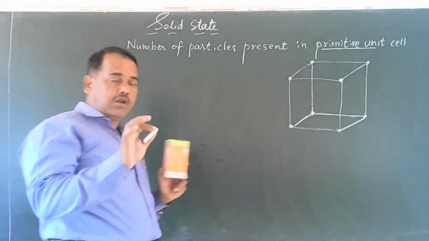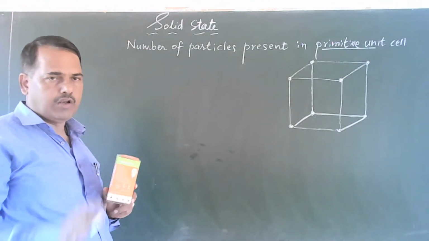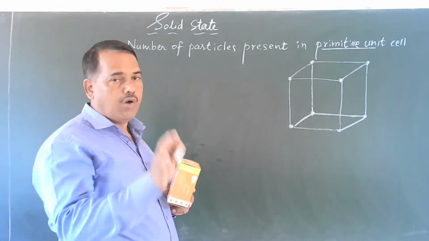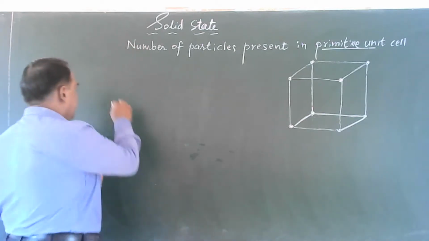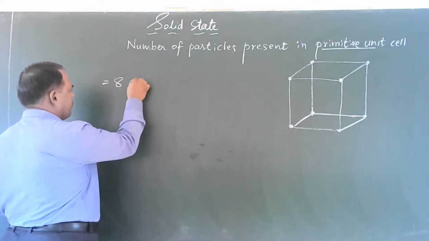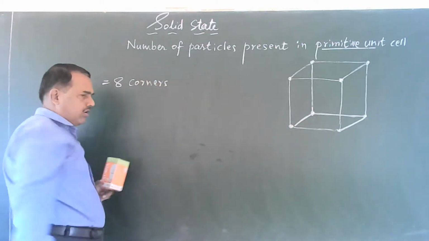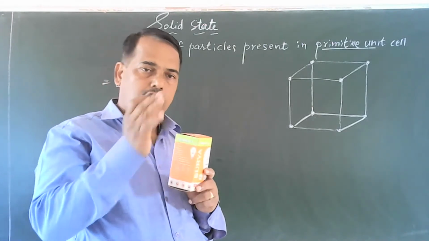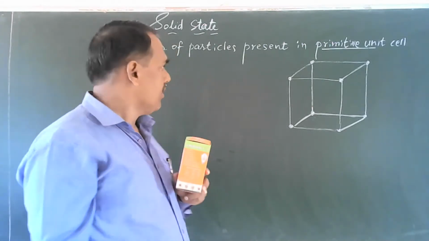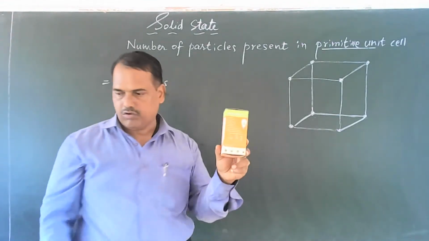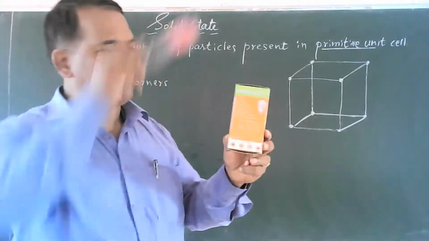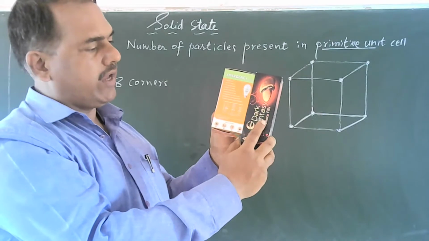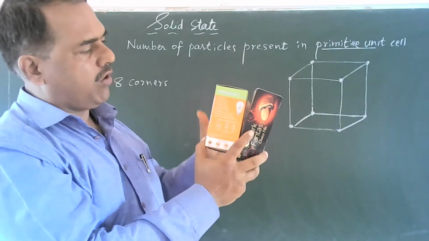Okay, in a primitive unit cell, particles are present only at the corner. Very slowly I am going to deliver. Particles are present only at the corner. So how many corners are there? 8 corners, and each corner is contributed by. See, in an atom, you take for example this, you can join another one like this. This also you can join. Like that it continues, another you have to join.